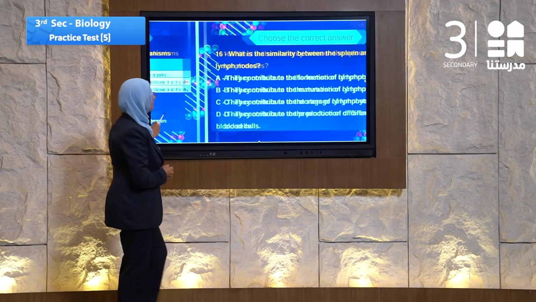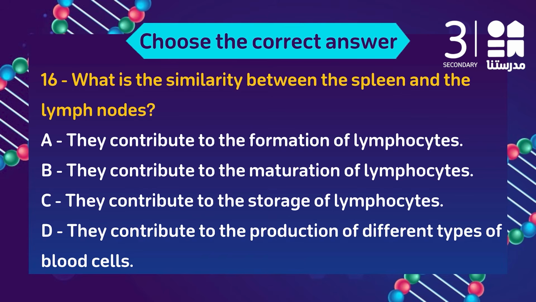Let's go to question number 16. The immunity again. This one speaks about 2 organs of the immune system. What is the similarity between the spleen and lymph nodes? The spleen is an organ in immunity. The lymph nodes are also an organ. We must find the similarity between them.